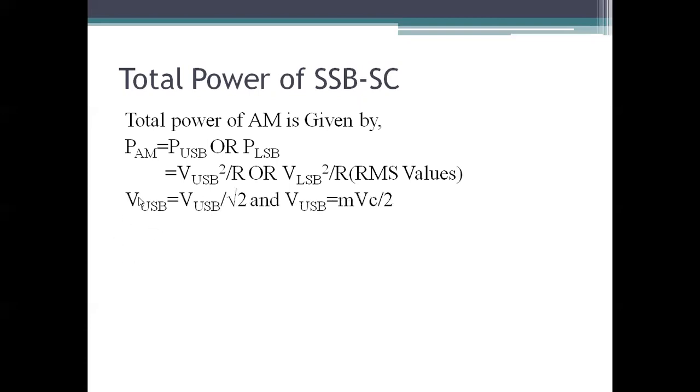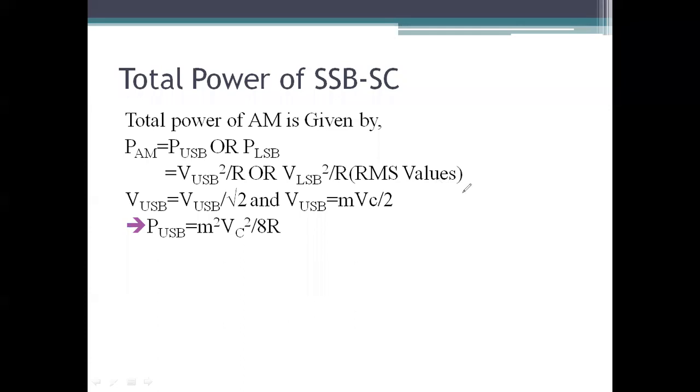The formula for conversion is Vrms equals V peak-to-peak divided by root 2. And this VUSB, the voltage of the upper sideband, is nothing but mVc by 2. We put VUSB as mVc by 2 in the formula for power, and after that we got PUSB equals m square Vc square divided by 8R. This is what I'm going to explain to you.